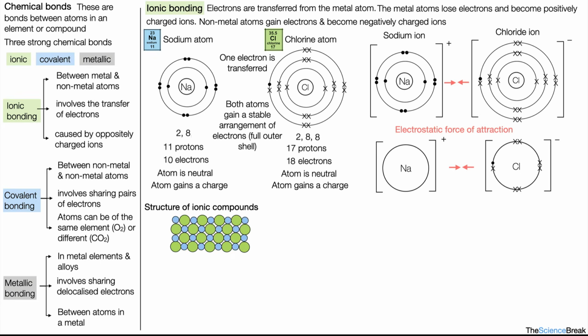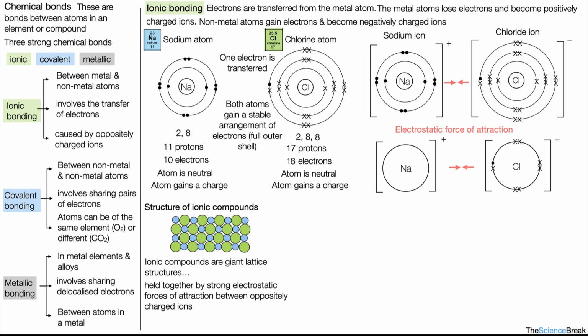So that's it drawn out there for us. We need to be able to describe the structure of ionic compounds. Sodium chloride is one example, but this is the same for the ionic compounds that we study. Ionic compounds are giant lattice structures. The structures are held together by strong electrostatic forces of attraction between oppositely charged ions. Please remember that the forces of attraction act in all directions: up, down, left, right, backwards and forwards.